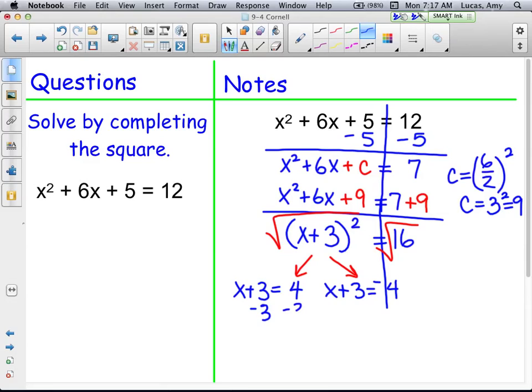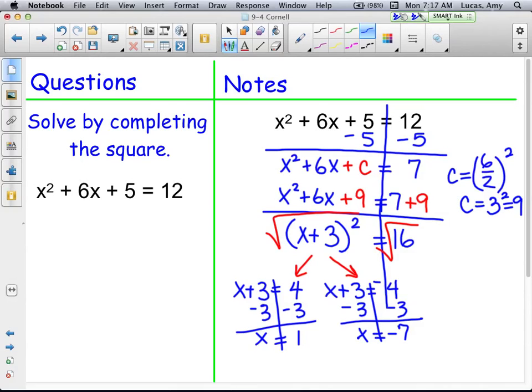I can subtract 3 on both sides of both of them. And my first solution is 1. My second solution is -7. So I have 2 solutions, 1 and -7, that would work in this quadratic. So those are my 2 answers.